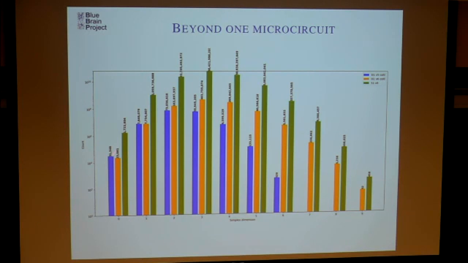But what we see here is that if we go from the one microcircuit in the somatosensory cortex with this better biology, we get 9 simplices. If we take the entire somatosensory cortex, we still get only 9 simplices.